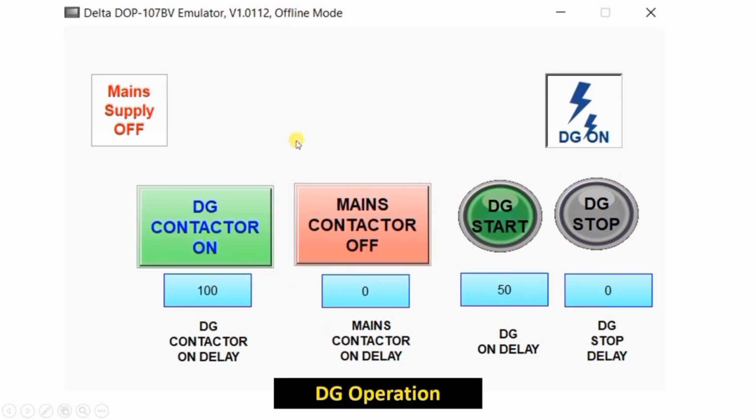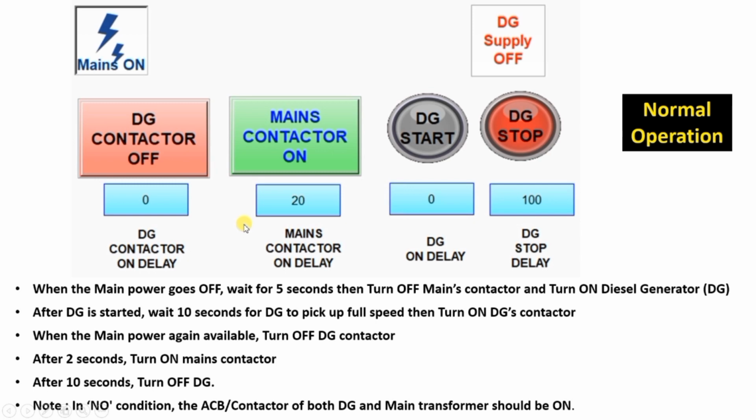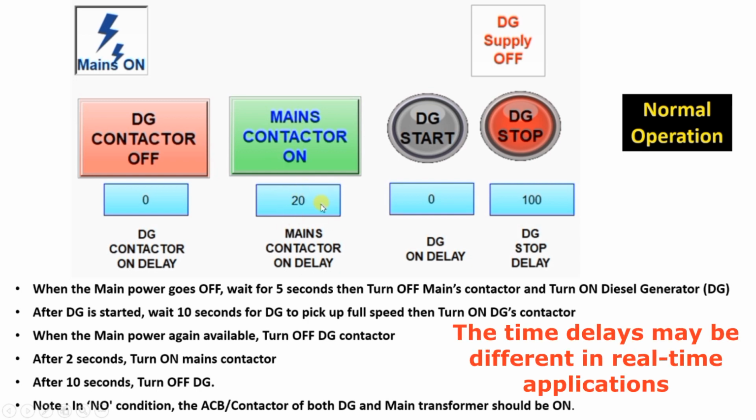So when the DG is in operation, we will see DG start indicator, DG supply is coming and DG contactor is on. Now again, when mains power comes, we have to turn off DG contactor instantaneously. Then we will wait for 2 seconds and then we will turn on main contactor. So this is the delay for turning on the mains contactor. Here 20 means 2 seconds.